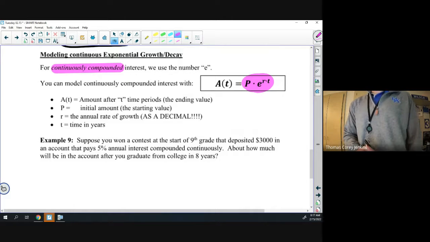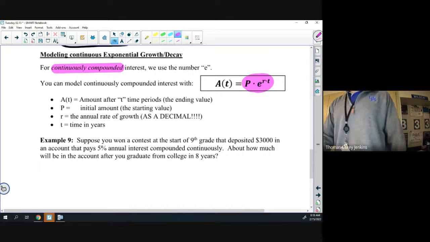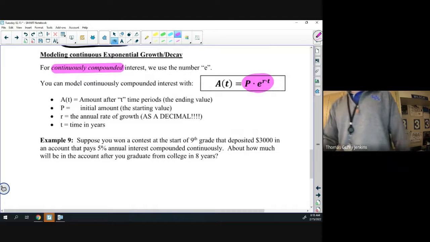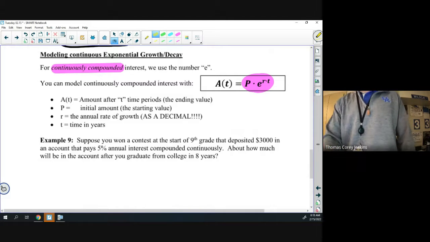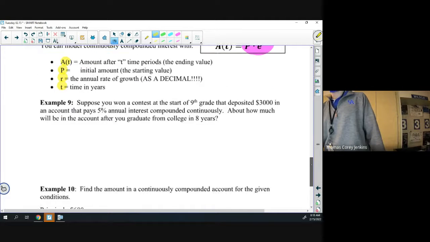What's kind of neat is to take a scenario, same principal, same interest rate, and then compare it. What if it's compounded monthly versus compounded yearly versus compounded continuously? How much of a difference does that make? That's stuff we can look at down the road, but for now we're just going to practice using this new formula. Same kind of variables: A of t is your output variable still. Instead of little a, we use P for the initial amount, your starting value. R is still the same, you want that as a decimal. And t is still time in years.